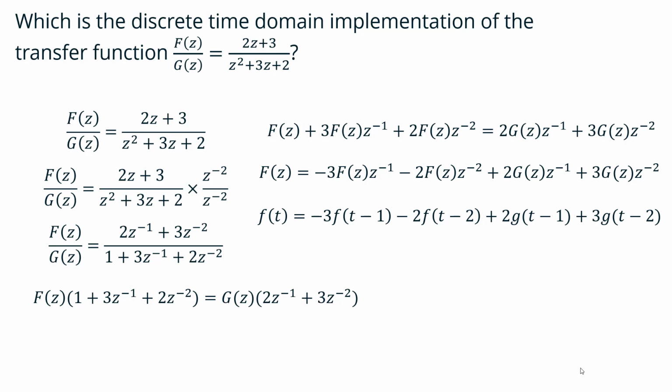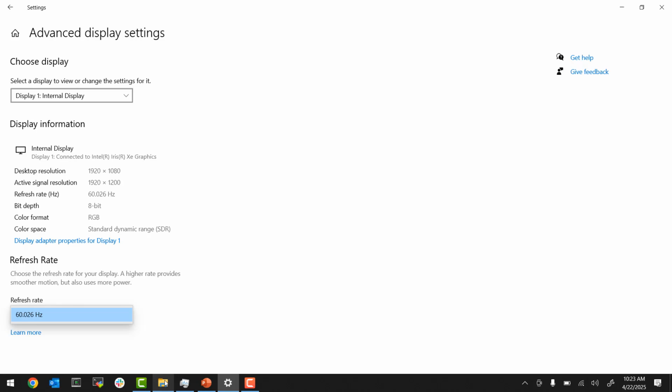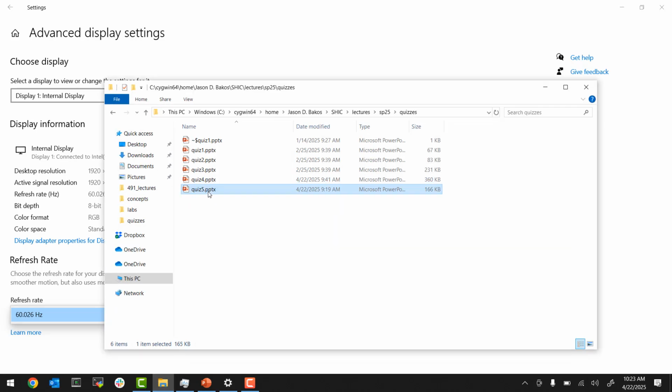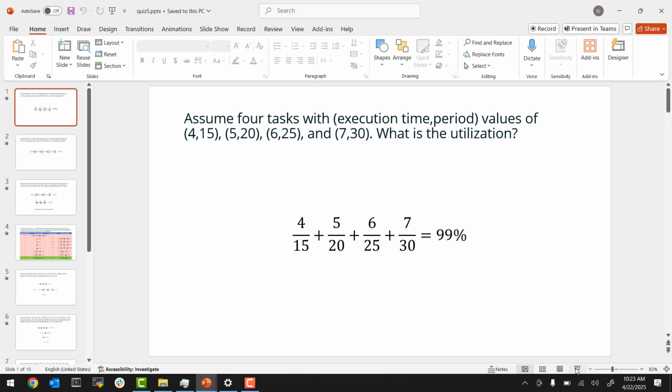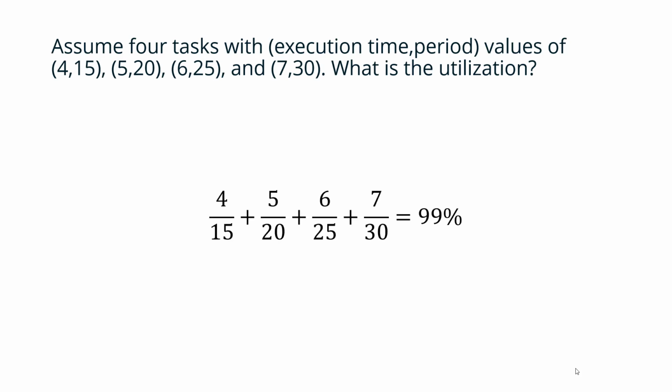Okay, any questions? Okay, so that's that, and then I had another quiz for real time. This was due last week. Assume you have 4 tasks with execution time and period values of 4, 15, 5, 20, 6, 25, 7, 30. What's the utilization? Pretty much just add up the ratios, right? So that's a 99% utilized system, which means it would be difficult to schedule.